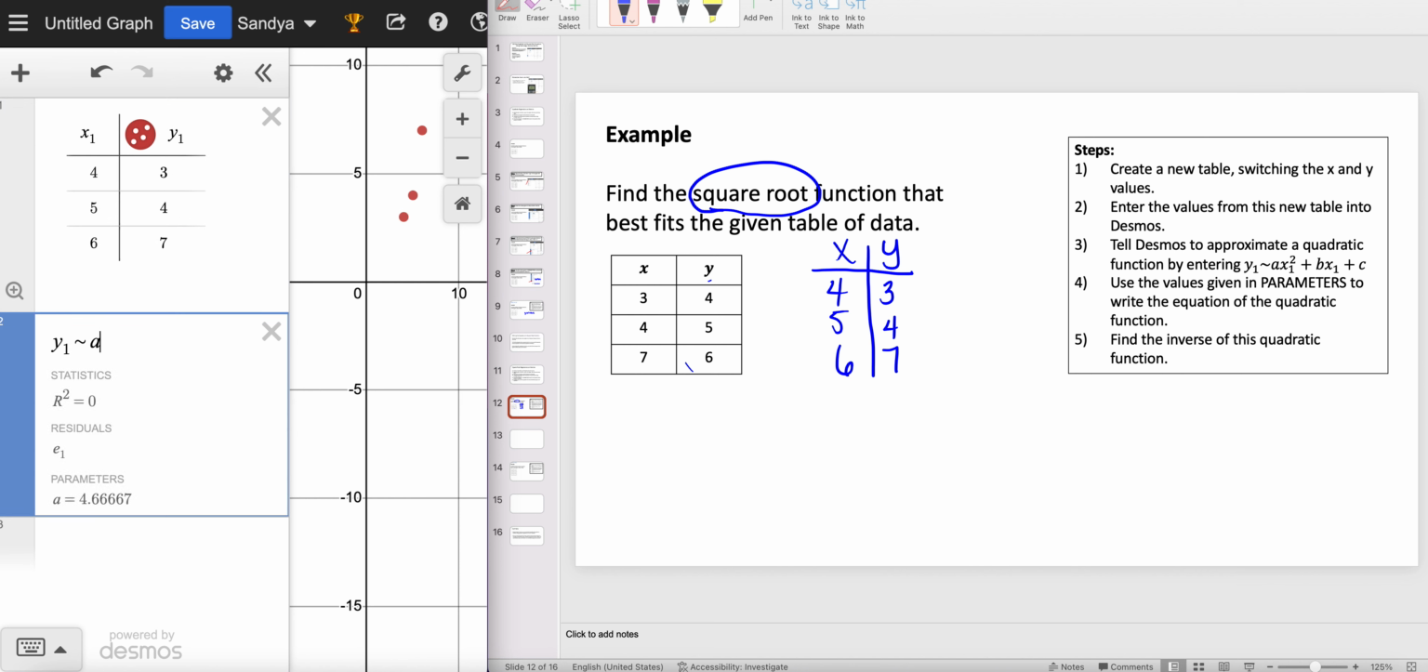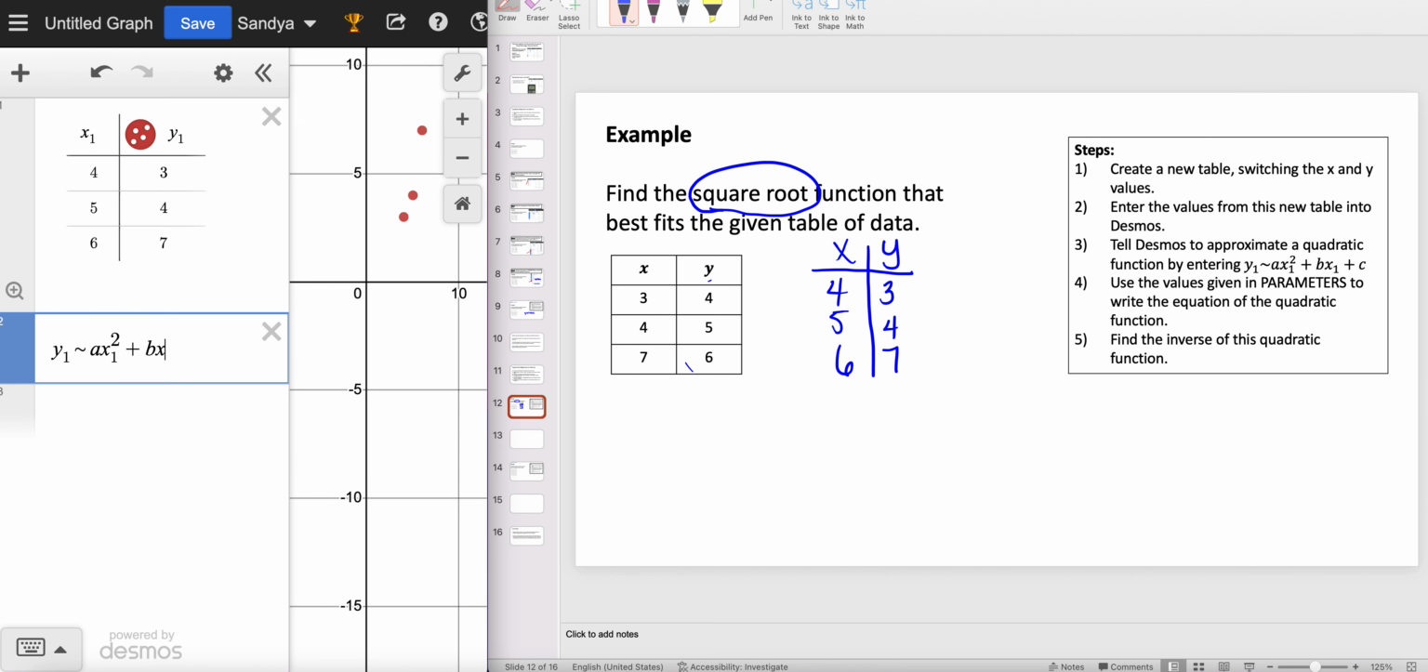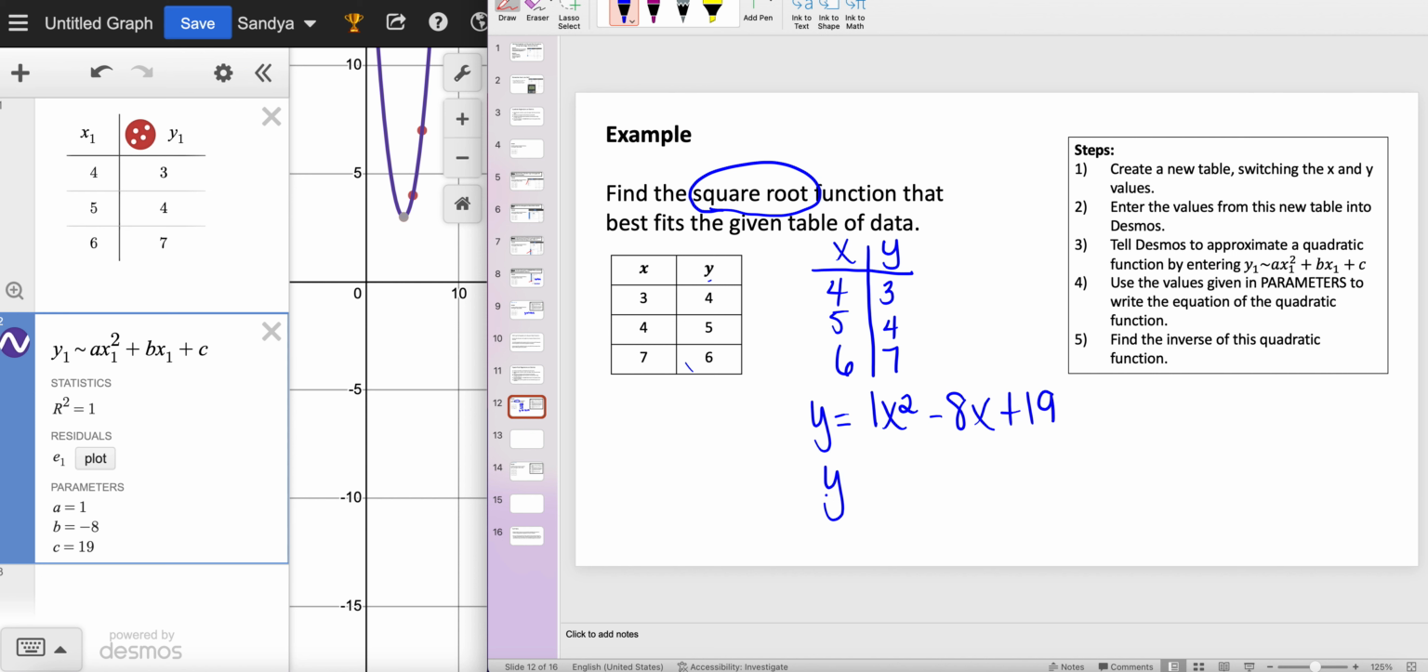y1 is approximately ax1 squared plus bx1 plus c. So it gives me the quadratic function. So I have the quadratic y equals 1x squared minus 8x plus 19. Okay, I can also write that as y equals x squared minus 8x plus 19, right? Because we usually don't write those coefficients of 1.